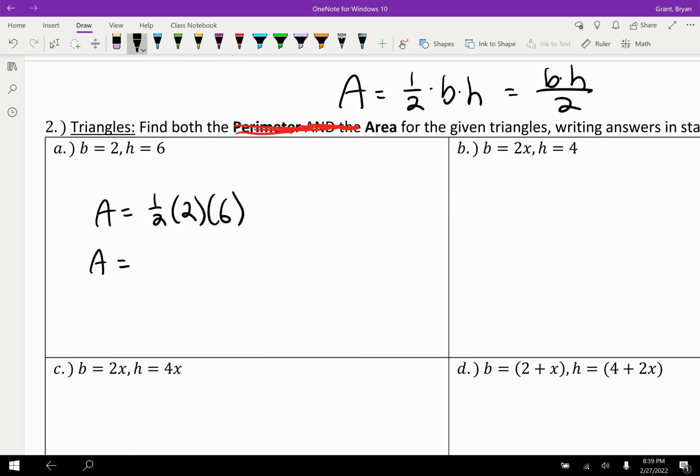Now, because you can do multiplication in any order, you could do 1/2 of 2 and then multiply that by 6. Or you could do 2 times 6 first. That's 12, and then 1/2 of 12, which is 6.